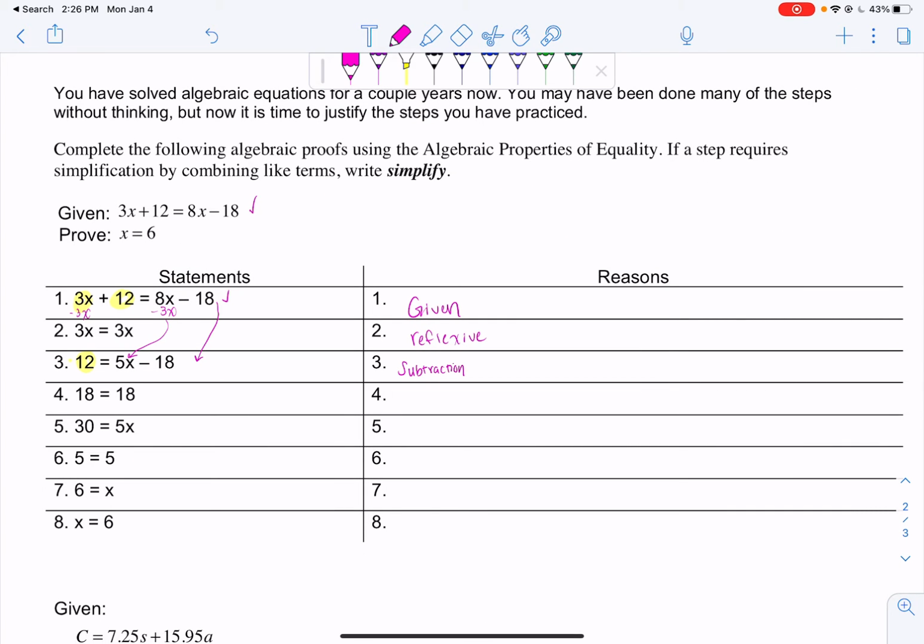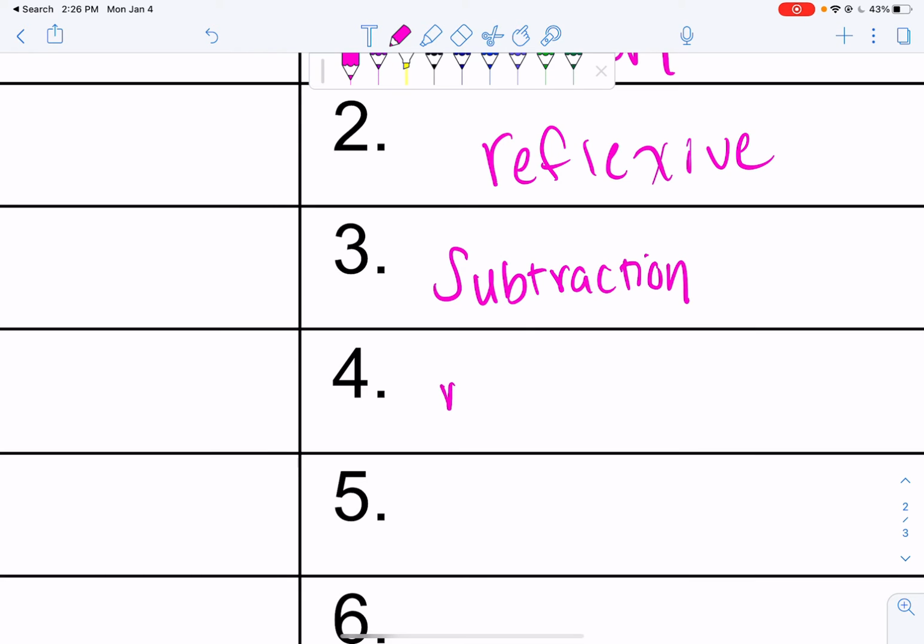Now step 4, if you look, I have 18 equals 18. That's the exact same thing as step number 2, where I had 3x equals 3x. It's just 2 different terms. And I can say the reflexive property again.